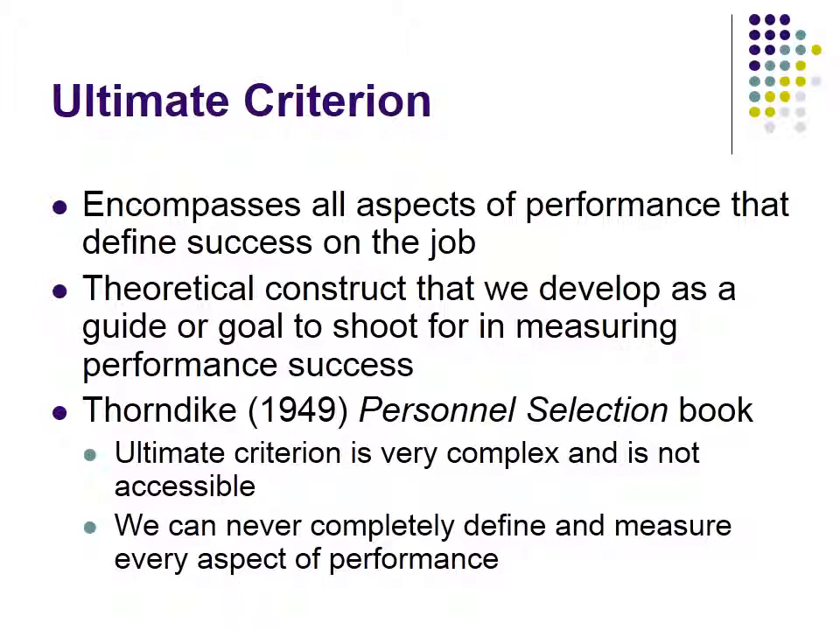It's an unknowable criterion. Thorndike in 1949, in his personnel selection book, basically suggested the ultimate criterion is very complex and basically is not accessible. If we're really interested in a perfect measure of performance, we're not going to get there. However, by conceptualizing what we believe perfect measurement of performance would look like, it gives us some very strong tools to decide what we should be measuring to get as close as possible with the resources and time we have. So we can never completely define and measure every aspect of performance, but by thinking about it, we can come up with better measures of performance.